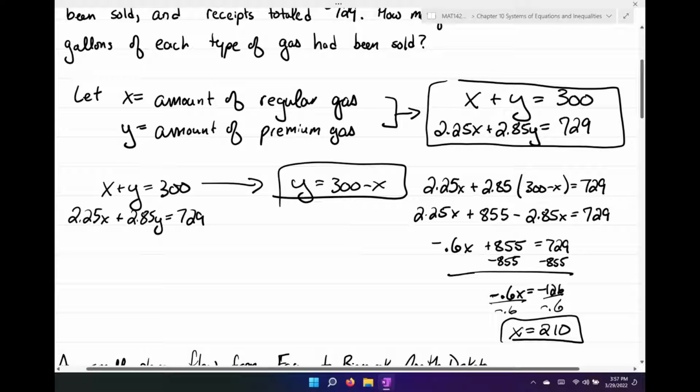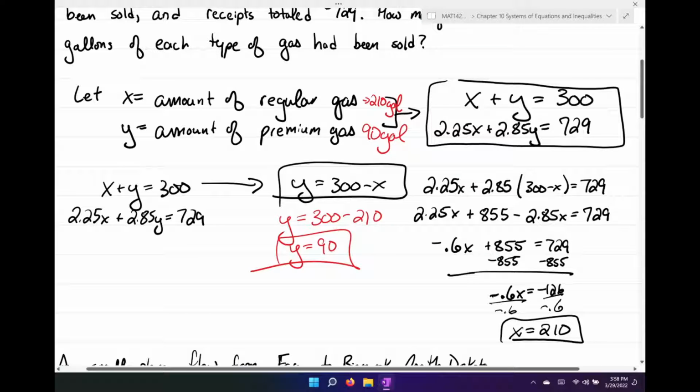So, how much of the regular gas did we have? I'll write it in red. 210 gallons. All right, and then y is going to be 300 minus 210, or 90. So how much of the premium gas? 90 gallons. Okay? So I hope this is making sense. Every single problem that we approach is basically the same way. You just create your equations, and then you choose a method.